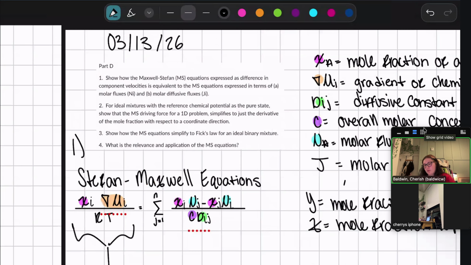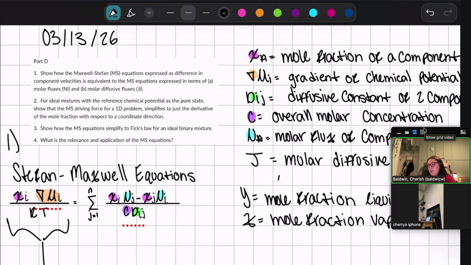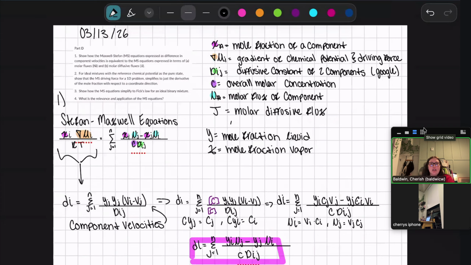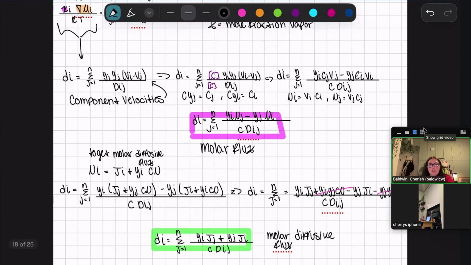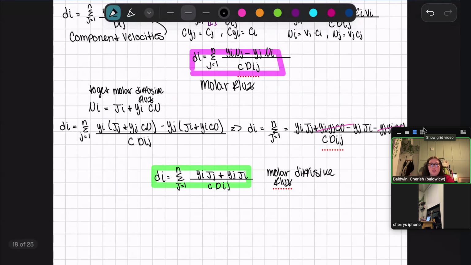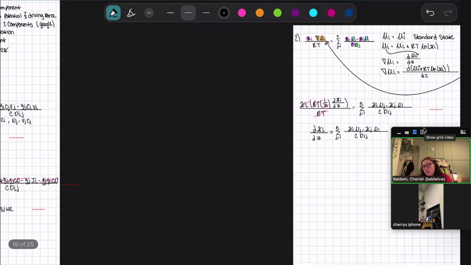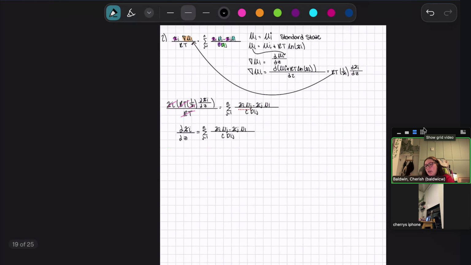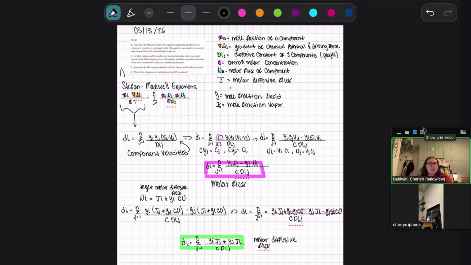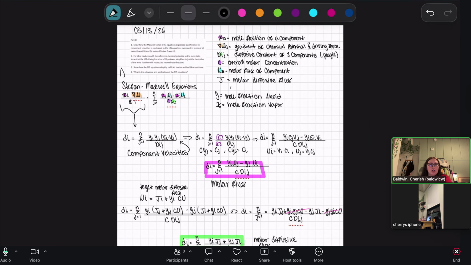So part 4 of question D, the relevance of the application of the Maxwell-Stefan equation is being able to relate many different components, as many as you needed to or wanted to experimentally, and get the different molar diffusivities or the molar diffusive fluxes, like how we've modeled in the previous 3 parts of this video. So that's why the Stefan-Maxwell equation is very, very important and a very powerful tool.